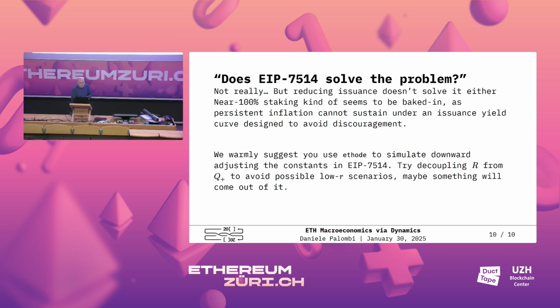But if you're still curious, maybe you can use Ethode or whatever other software or approach you like to study this kind of macroeconomics question, and maybe adjust and simulate the constants in EIP 7514, and maybe you will manage to decouple the reinvestment part from the new stake part to avoid possible scenarios in which the reinvestment rate is too low, because remember, medium reinvestment rate. So maybe something will come out of it.